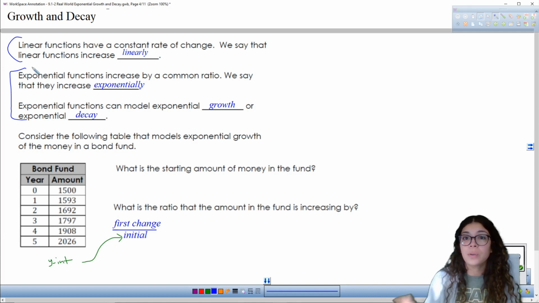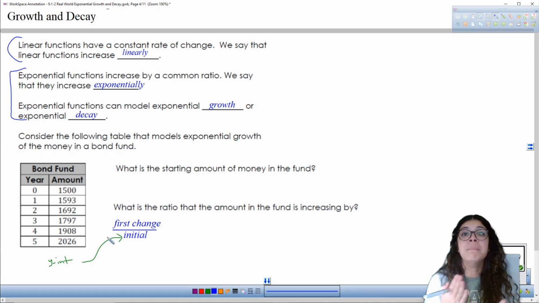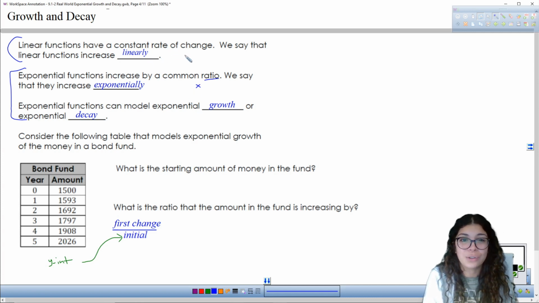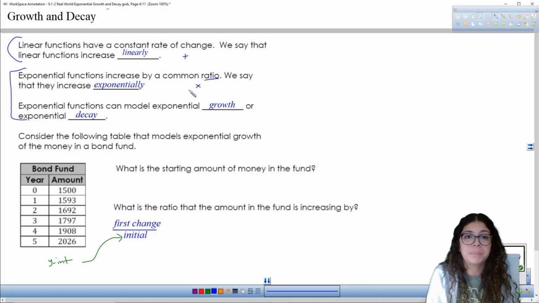With exponential growth or decay, the number that you increase by is not a constant value, okay? It is not added by a constant value. It is multiplied by a constant value. So you have a common ratio, not a common added number or subtracted number. So the ratio will be multiplied in exponential growth decay, whereas in linear functions, you add or subtract the number.